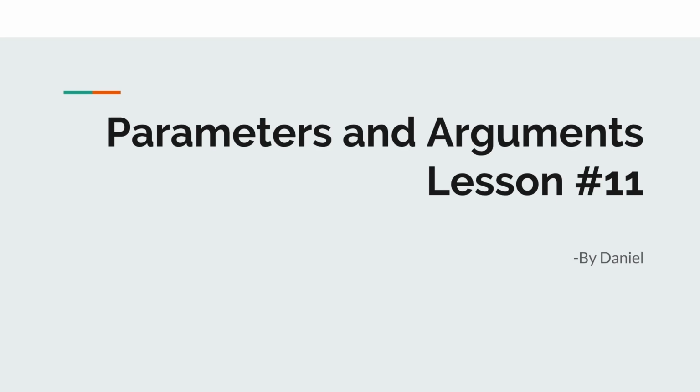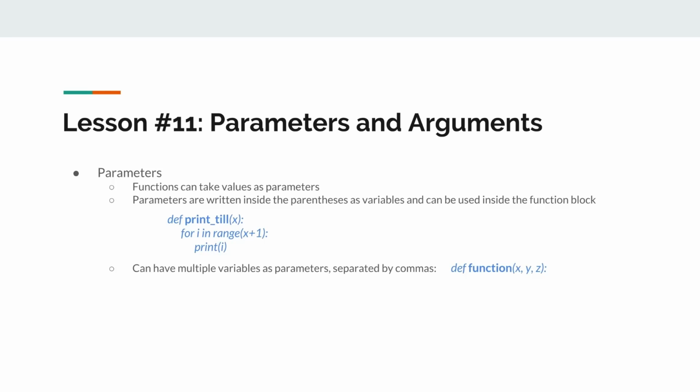In today's lesson, we will be looking at how to pass values to functions using parameters and arguments. Parameters are values that a function can take. We write parameters as variables inside the parentheses when defining the function. These variables can be used inside the function's block of code.